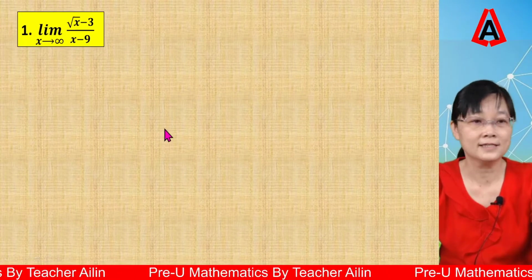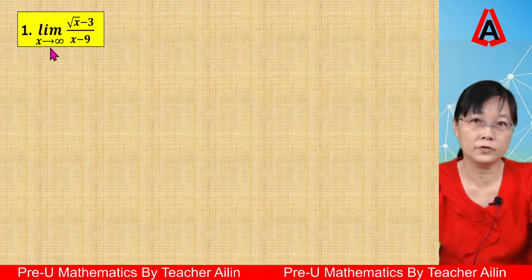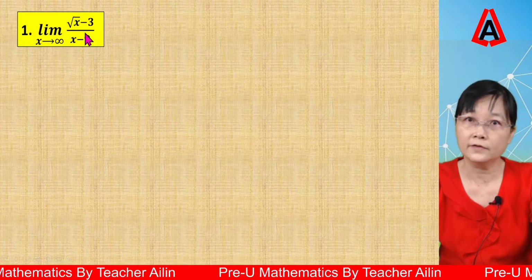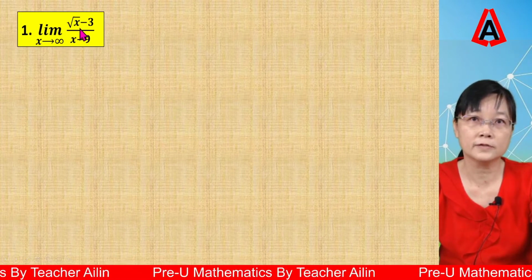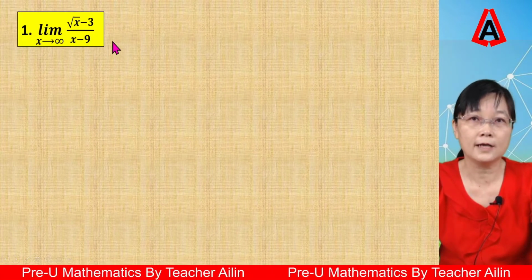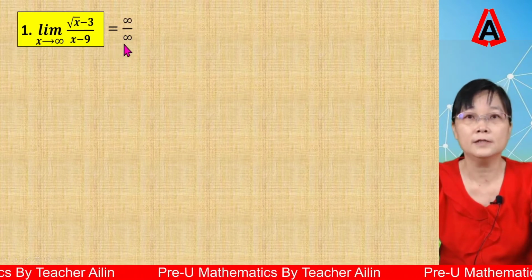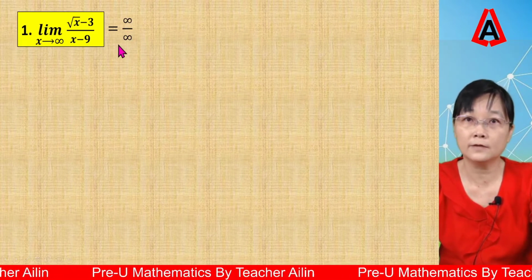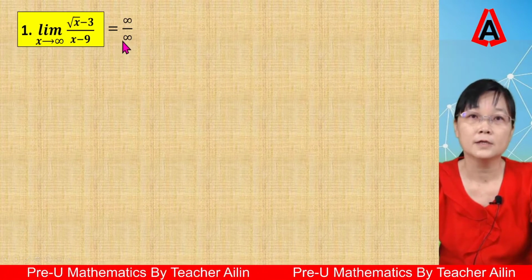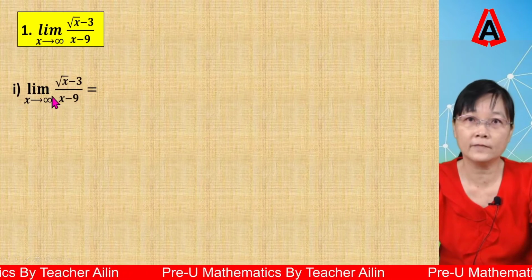Now let's try this question. Find the limit of this function as x approaches infinity. So first of all, when I try to substitute x with infinity, I find that the answer is infinity over infinity. So this is the indeterminate form of the limit. So I'm going to use another method to find the limit.